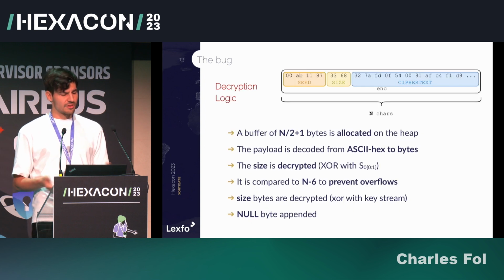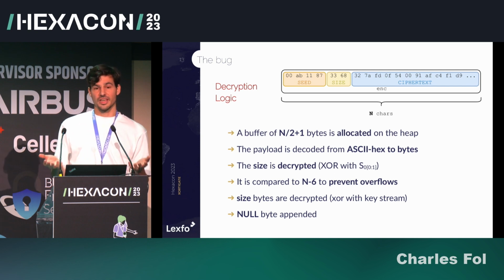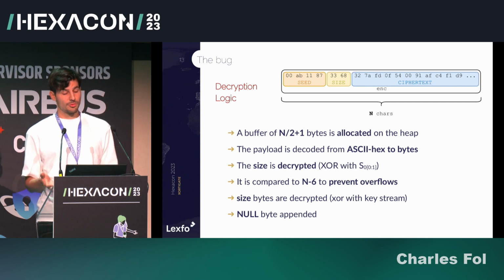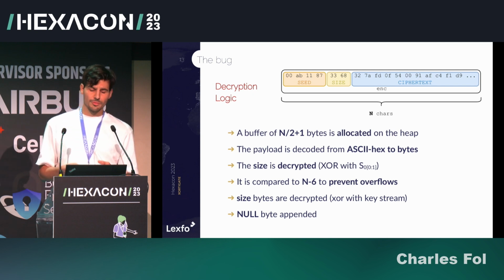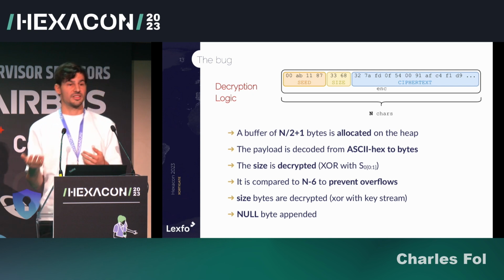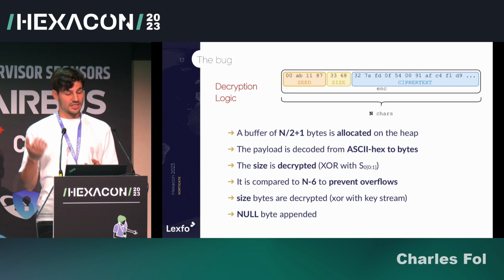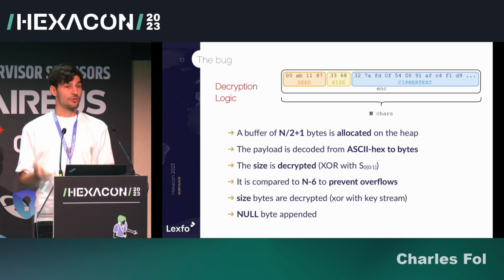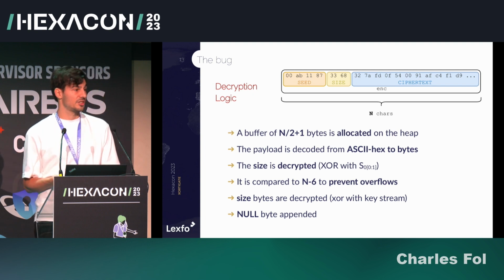So now, let's have a look at the decryption logic. As I said, the payload is sent as ASCII hex, so the first step is converting it into bytes. So a buffer of size n divided by 2 plus 1 is allocated, and then the payload is decoded from ASCII hex to bytes. There are no bugs there. Then the size needs to be decrypted. As I said, it's encrypted, so it consists of 2 bytes, so you XOR those 2 bytes with the first 2 bytes of the key stream. And then you get the decrypted size.